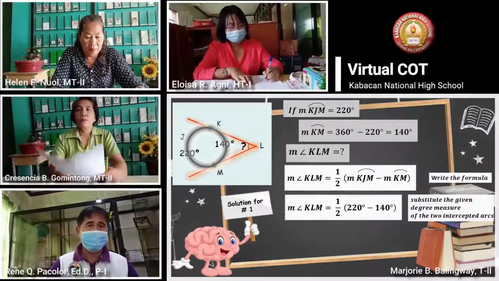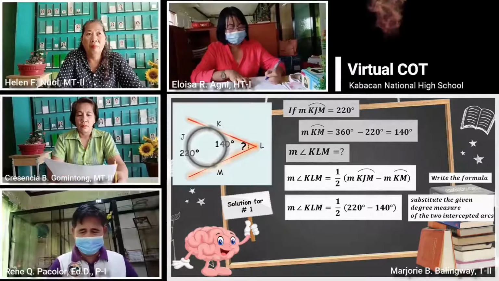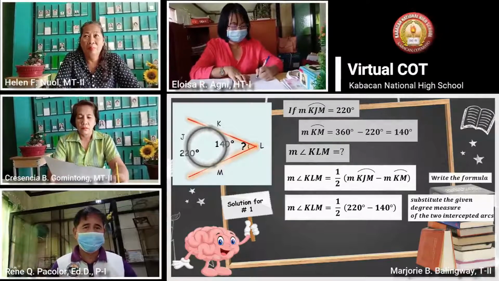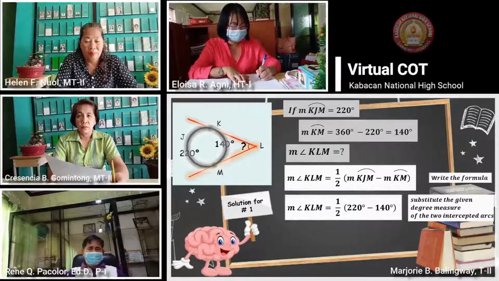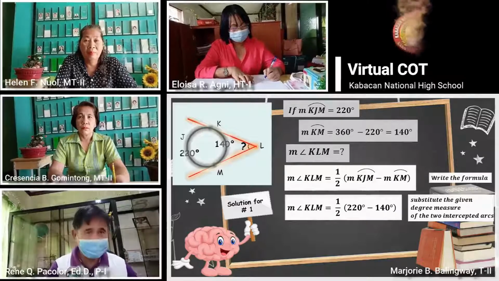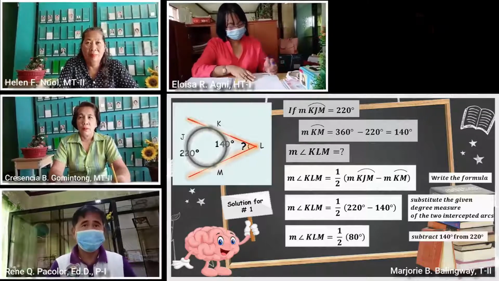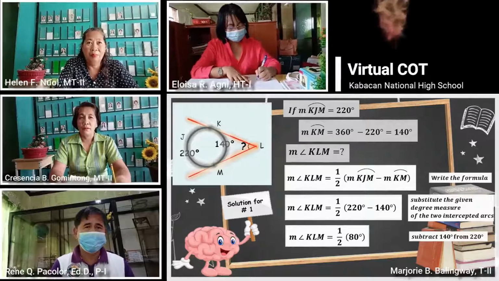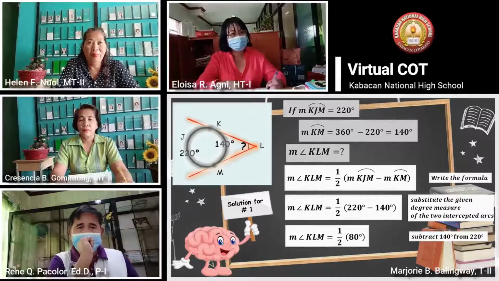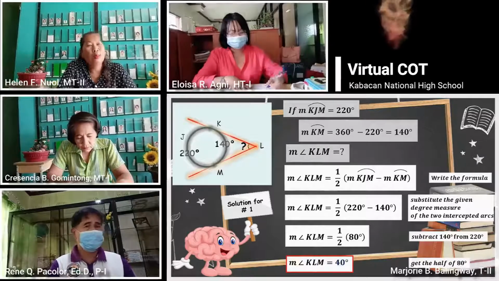Then, substitute the measures of the two arcs. Degree measure of angle KLM is equal to 1/2 times the difference of 220 and 140. We have to subtract 140 from 220. So, the degree measure of angle KLM is equal to 1/2 times 80. Then, take the half of 80. Therefore, angle KLM is equal to 40 degrees.